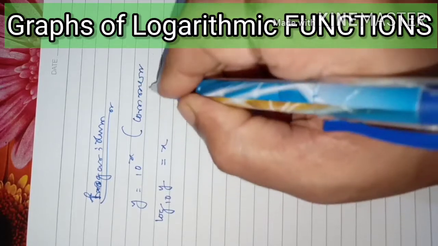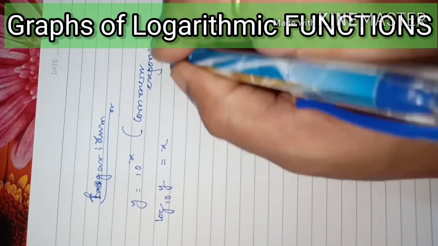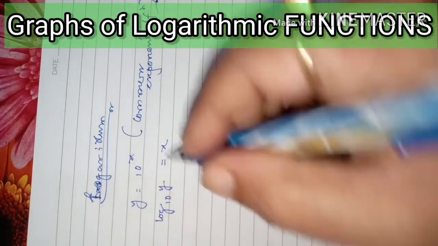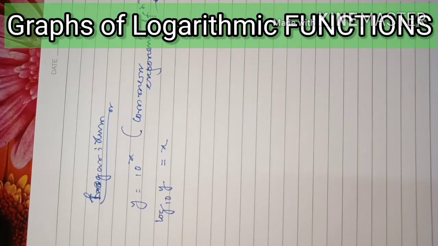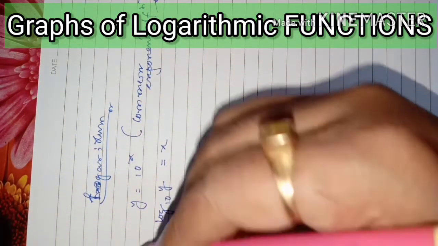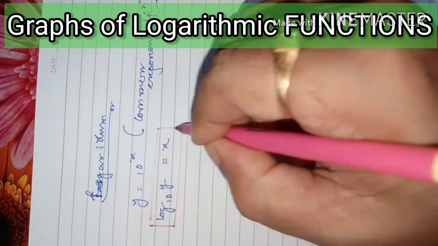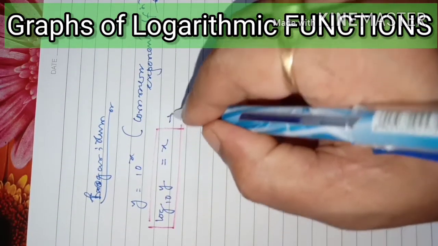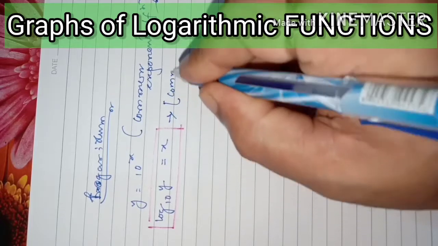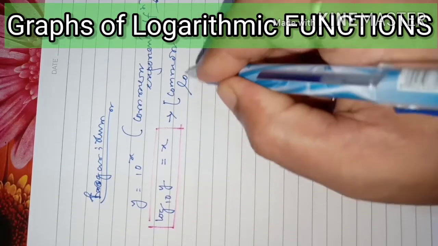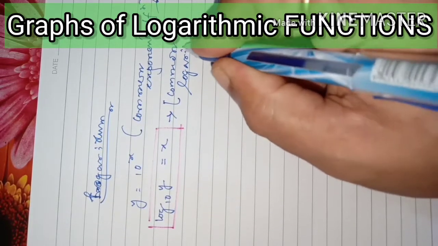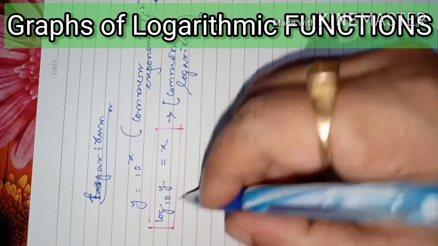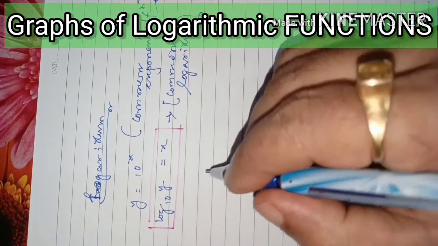Then this logarithmic value is also called the common logarithmic function, or common logarithm. When do we say common logarithm? If the base is 10, then we call it common logarithm.